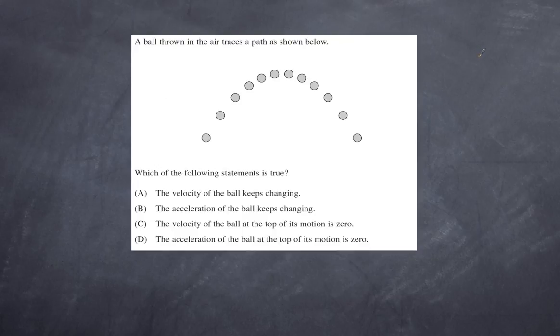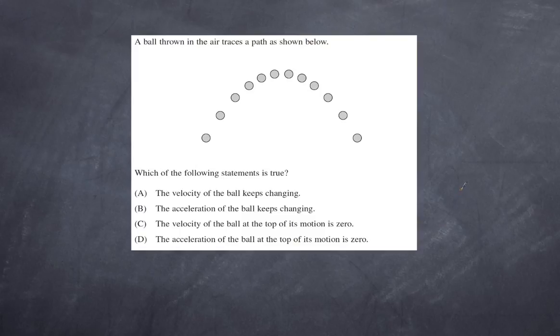So the next question is more about understanding the perceptions of projectile motion. Here we have a trace of a ball following a projectile path, or a parabolic path, and it asks which of the following statements is true. Is the velocity always changing? Is the acceleration of the ball keeps changing? Is the velocity of the ball at the top of its motion 0? And is the acceleration of the ball at the top of the motion 0?